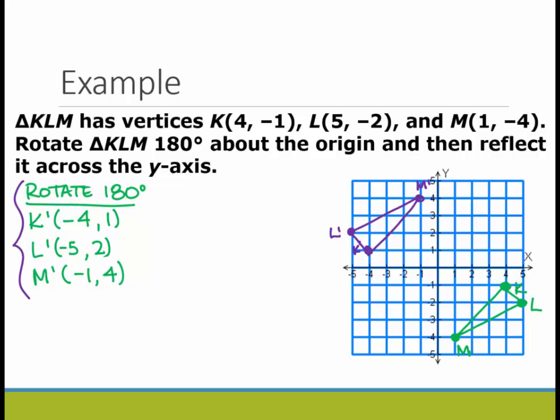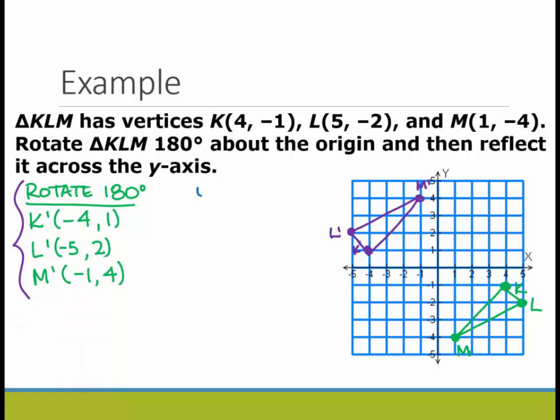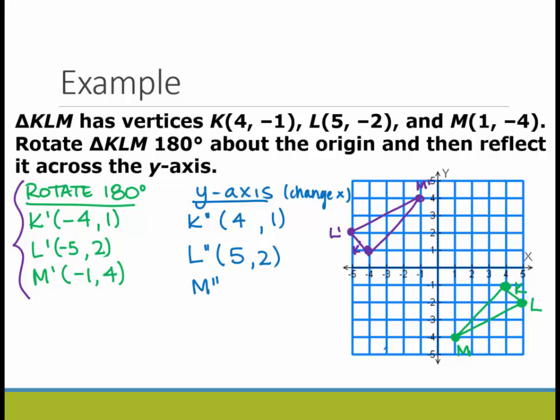And now we want to flip this across the y-axis. So remember, when something flips across the y-axis, you keep the y values the same, but you change the x values. So K double prime is going to be, keep the y value the same, so that's a 1, but you make the x a positive 4. So change the sign on the x's, keep the y's the same.